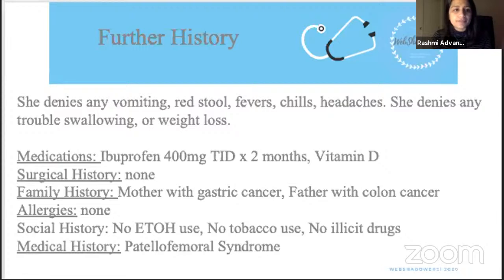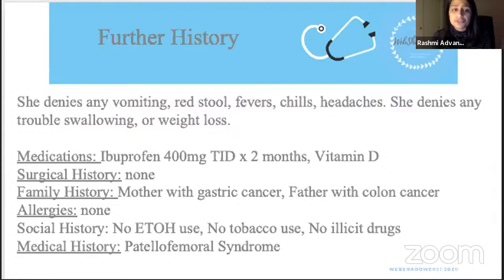There are other components of the family history, but for GI specifically, we ask about cancers of the GI tract or any issues with the GI tract. So we also ask about whether family members have had inflammatory bowel disease, because that really helps us in our assessment and risk stratify the patient. But anyway, she has no allergies.